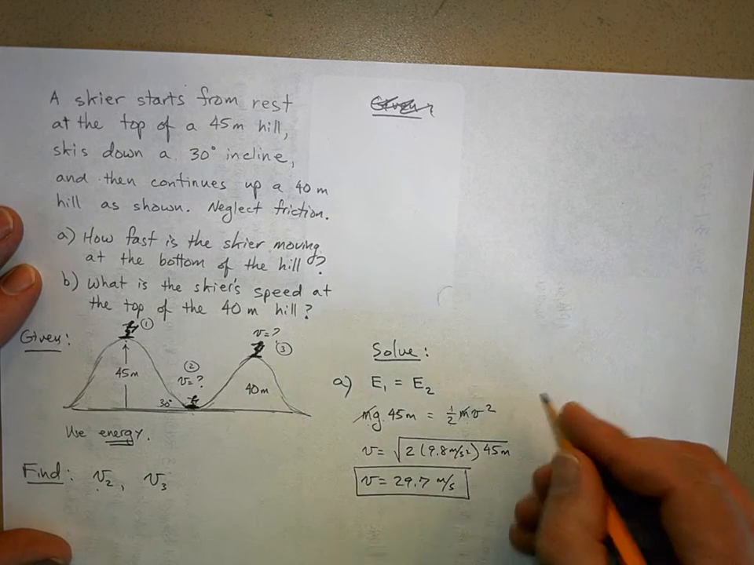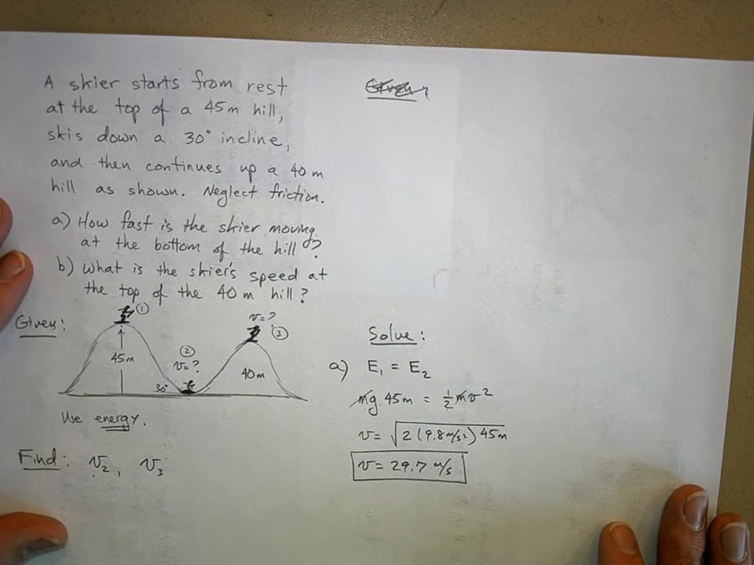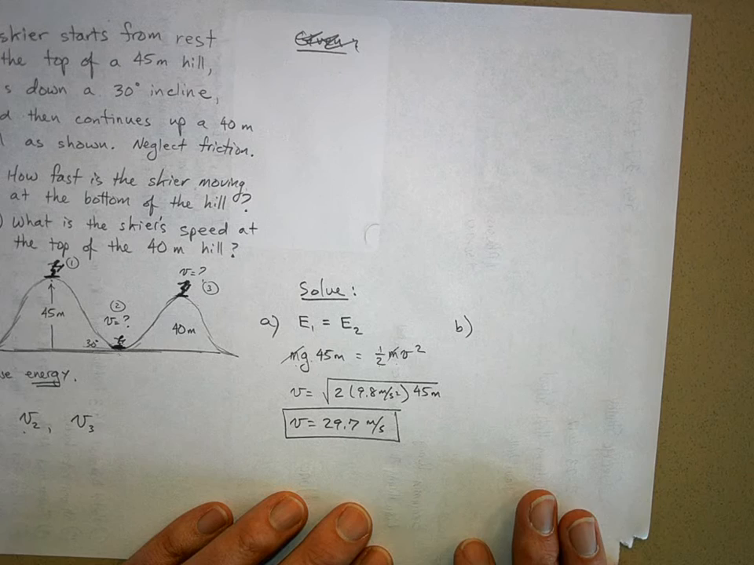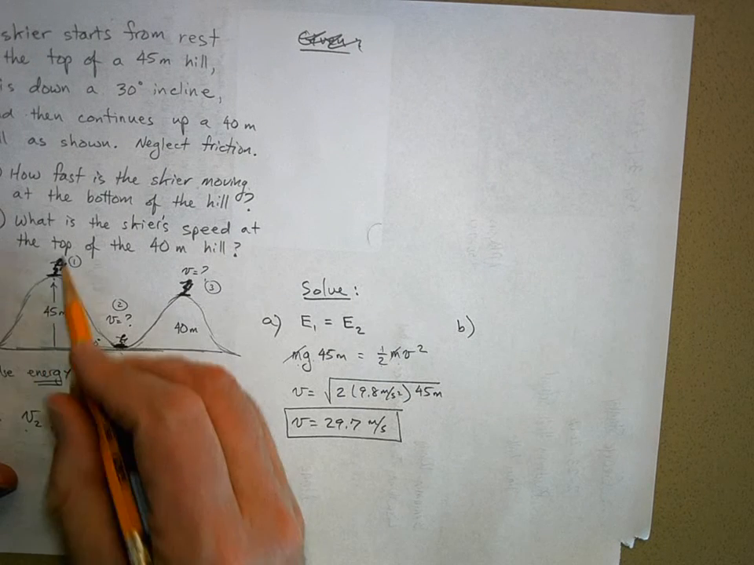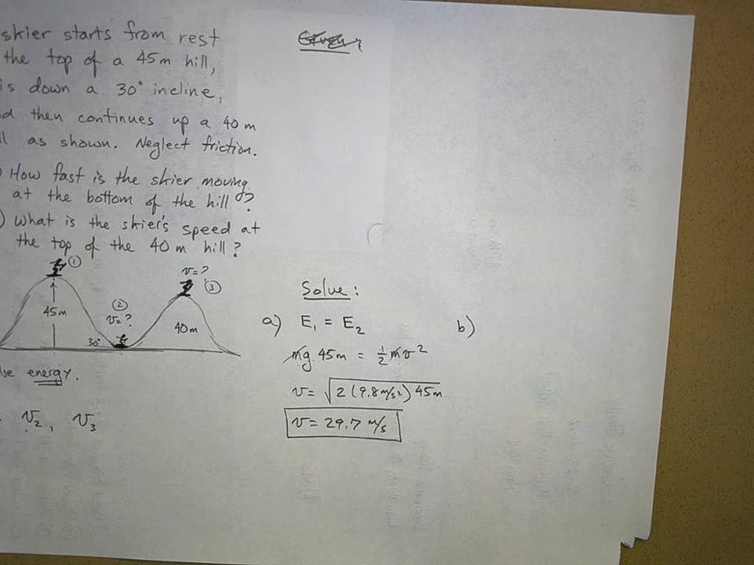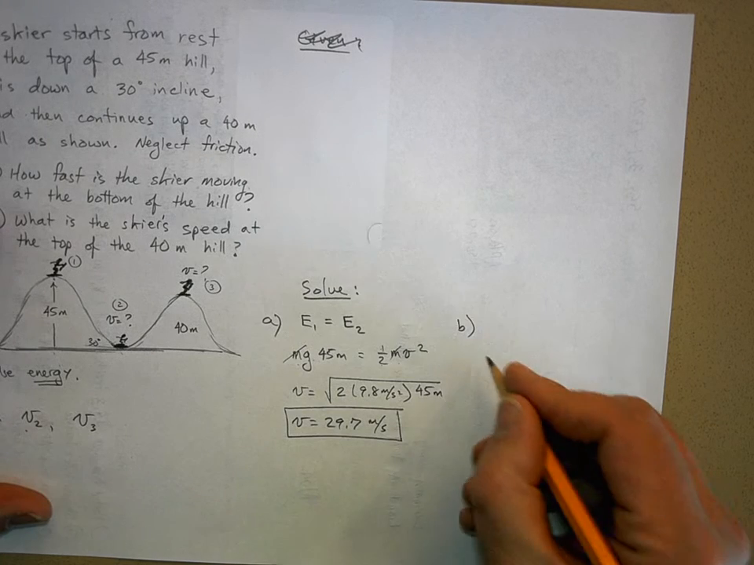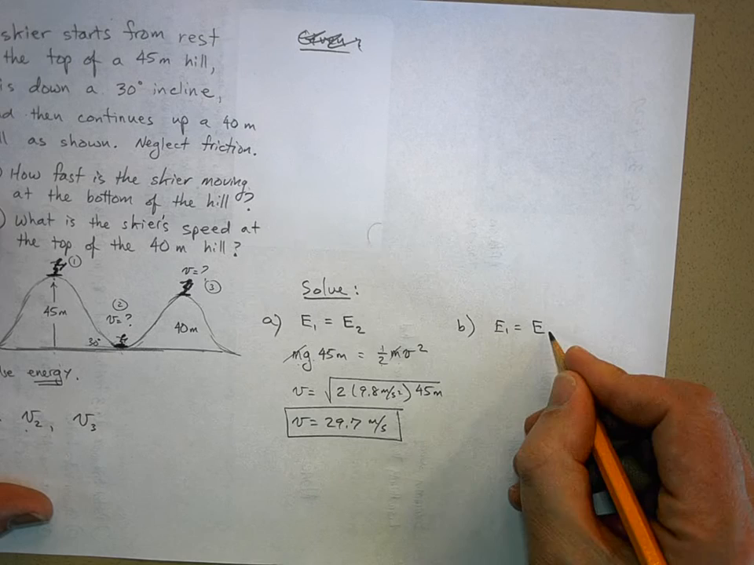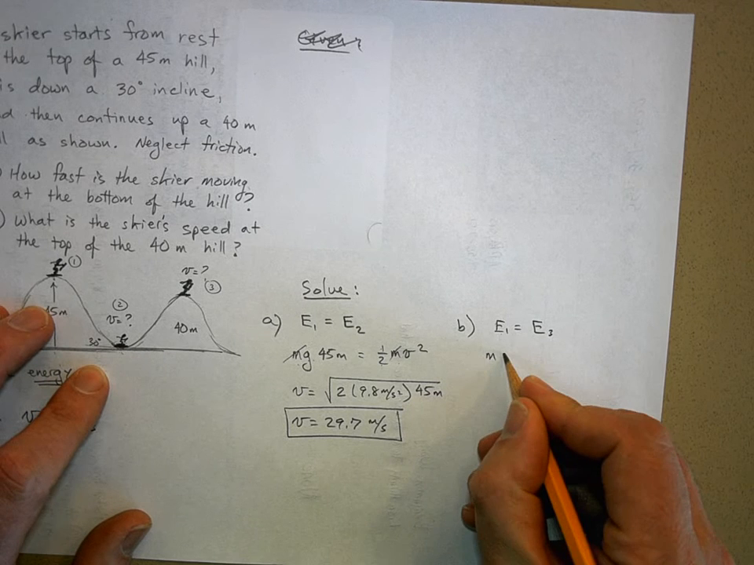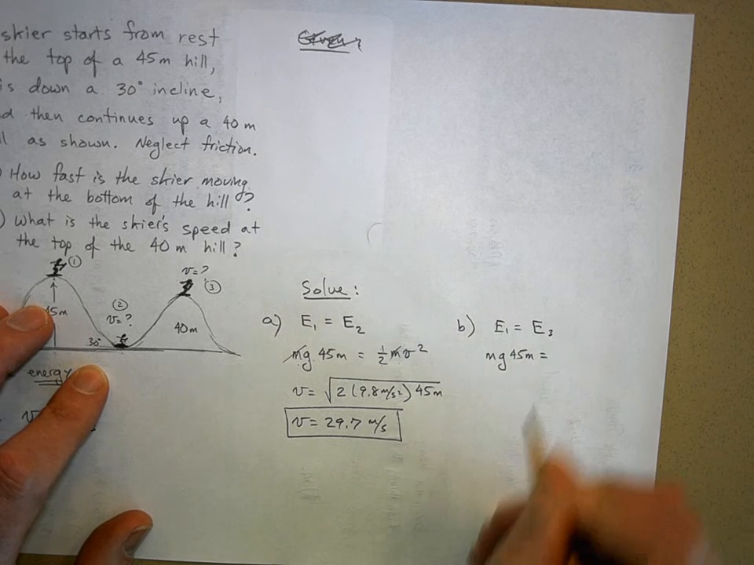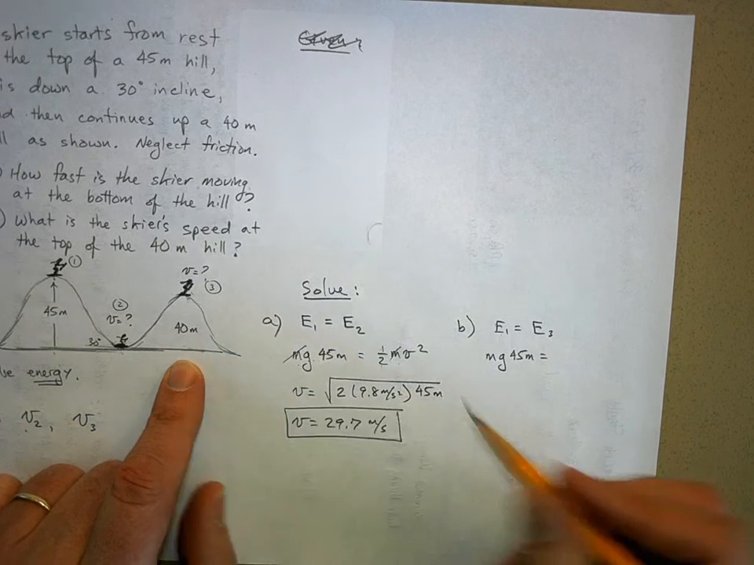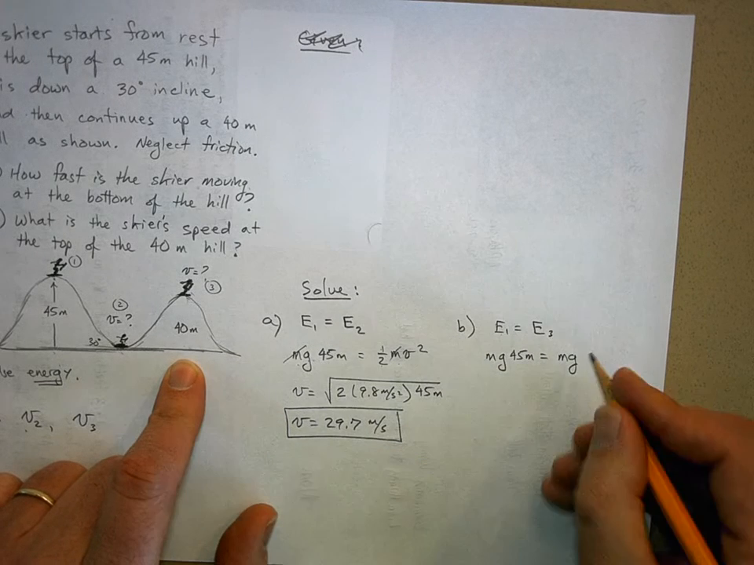Okay, now for part B. Part B is a little bit more challenging. So let me do part B right next to it, or over here. Keep it on camera. Shh. So again, all the energy that we started with, there's no friction, so none of it gets dissipated into the environment. All the mechanical energy is conserved. So we can say that E1 equals E3. And so now we can say, okay, E1 again is mg times the 45 meters, which is equal to, well, if you go up here, we've got height. So we've got mg times 40 meters.